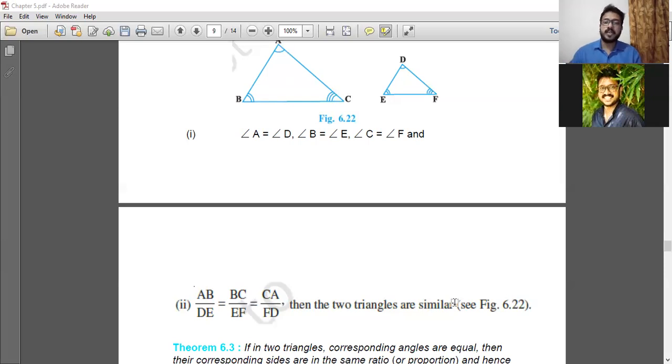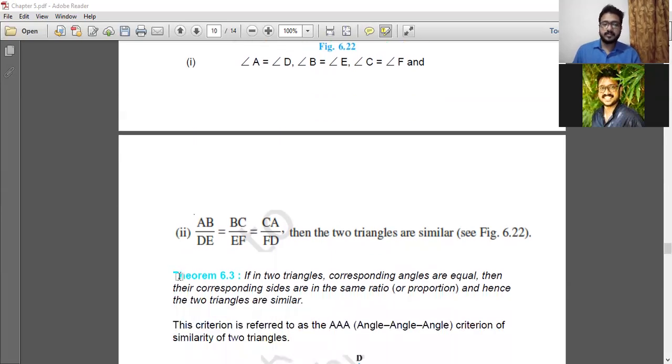Okay, so let us see theorem 6.3. And again, this is very important, especially to solve problems. I think the proof is very easy, but sometimes the proof of this theorem could be asked in exams as well. But most probably, the questions come to apply this theorem to solve problems. So let us move to the theorem.